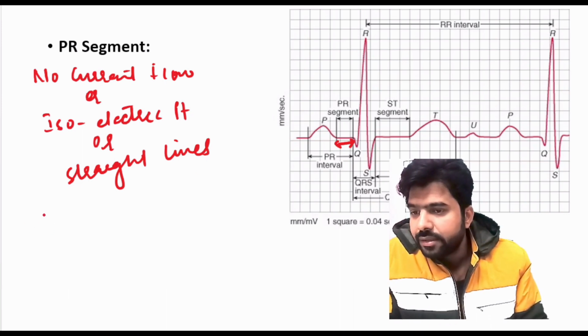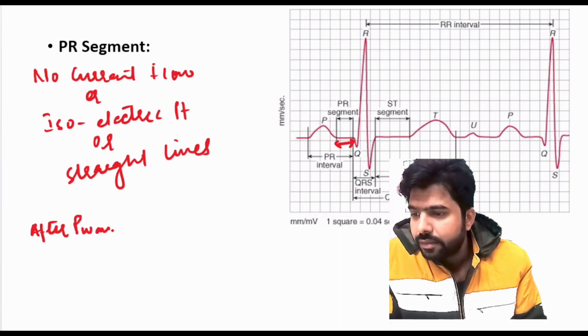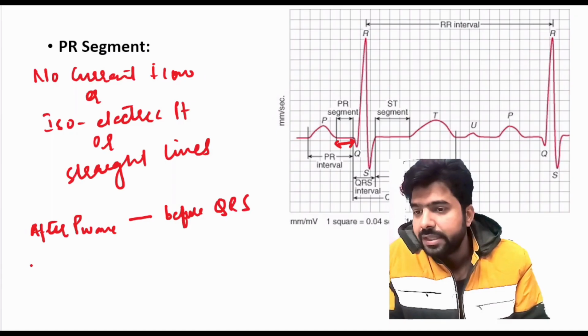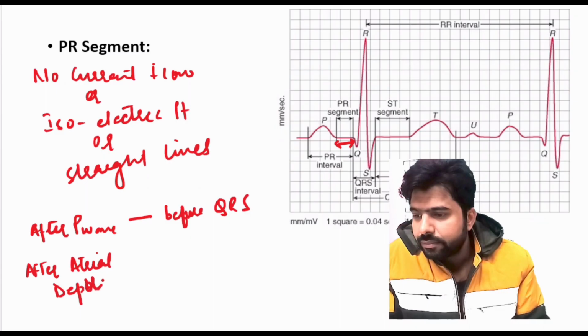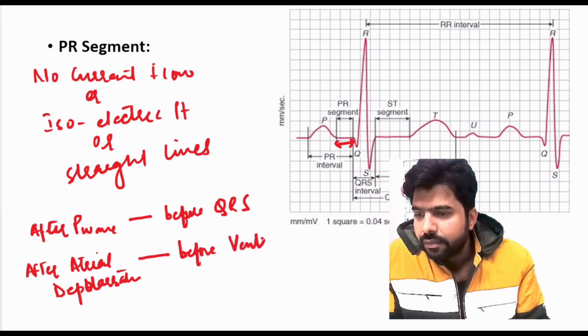So this PR segment occurs after the P wave and before the QRS complex, means after the atrial depolarization and before ventricular depolarization.